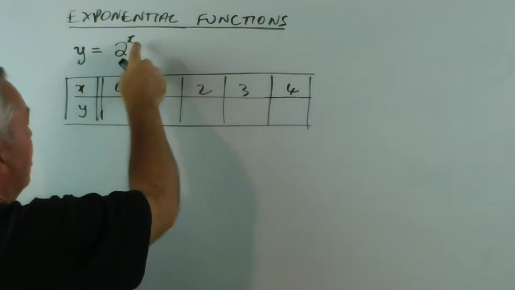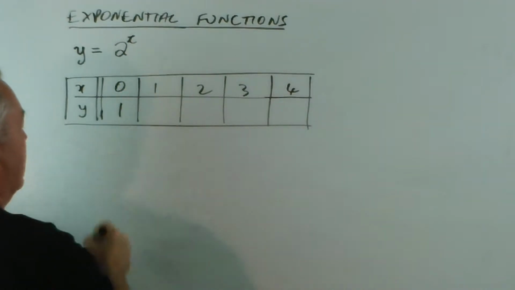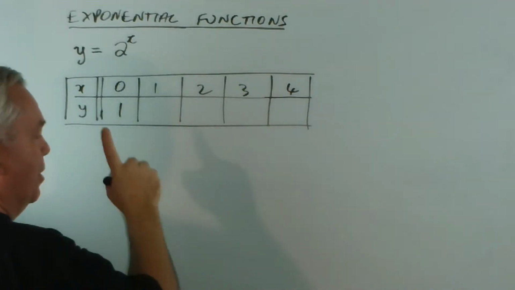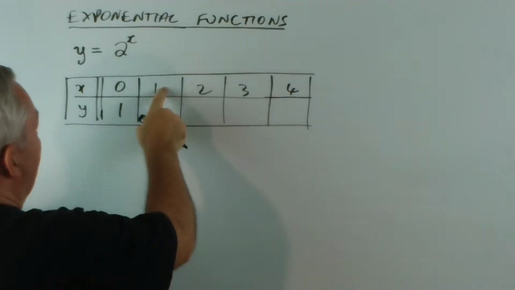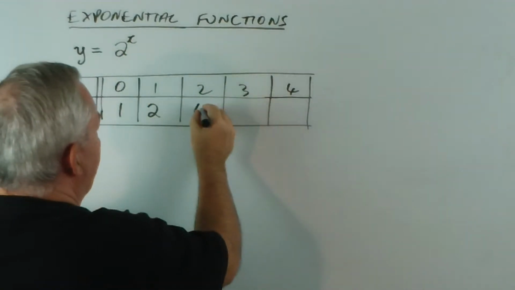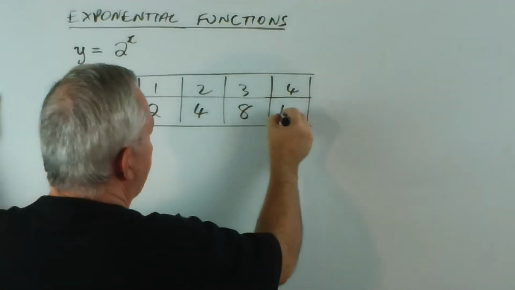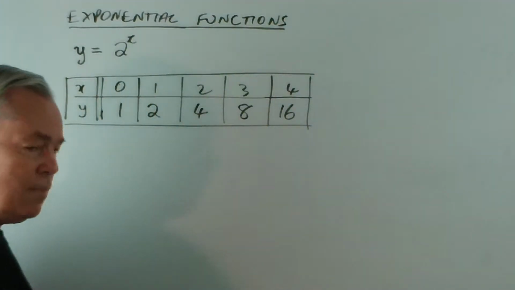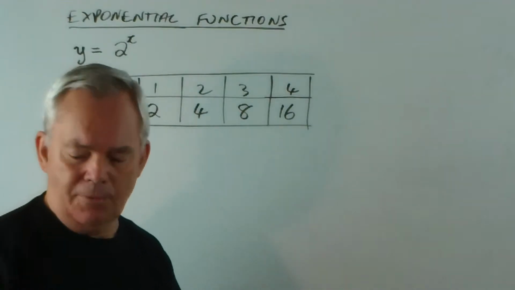If x is 0, 2 to the power 0 is always 1. Anything to the power 0 is 1, except 0 to the 0, and there's a debate. 2 to the power 1 is 2, 2 to the power 2 is 4, 2 cubed is 8, 16, 32, 64, 128 and so forth. Let's look at the differences.